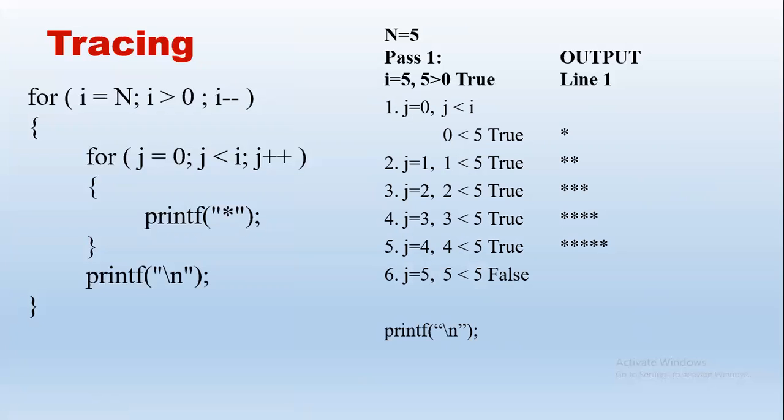Now when j becomes 5, the condition 5 less than 5 is false, so we stop the first execution of the j loop. Then we have a \n. Please note that j starts from 0 up to 4, so we get 5 stars in the first line.